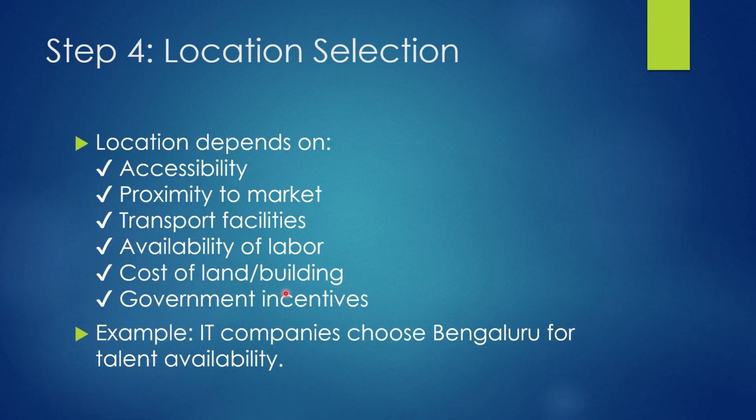For example, if we are opening a retail shop, they always prefer busy markets. While if we are planning to open a factory, then it requires a location which is very near to the availability of the raw materials, right? Similarly, if we look at the IT companies, they choose Bangalore for their talent availability.